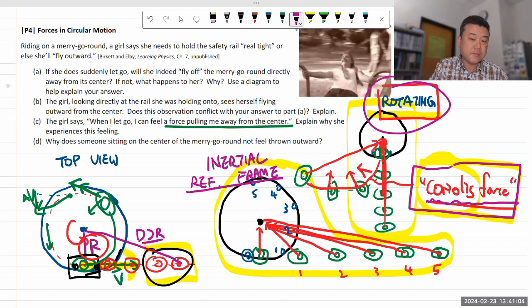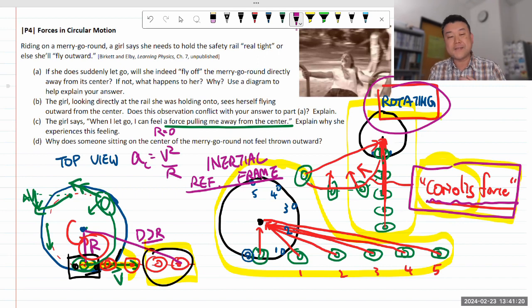For part D, why does someone sitting at the center of the merry-go-round not feel thrown outward? It's because the formula for centripetal acceleration is v squared over r, and this version can be a little deceptive because you'll say at the center, r is equal to zero, so why doesn't this blow up instead? So let me write the other version, which relates it to the radius and what's called the angular velocity. This is the amount of radians per second. And here it would be angular velocity omega squared.